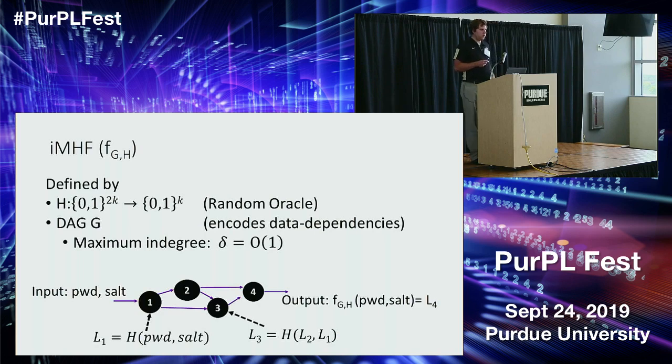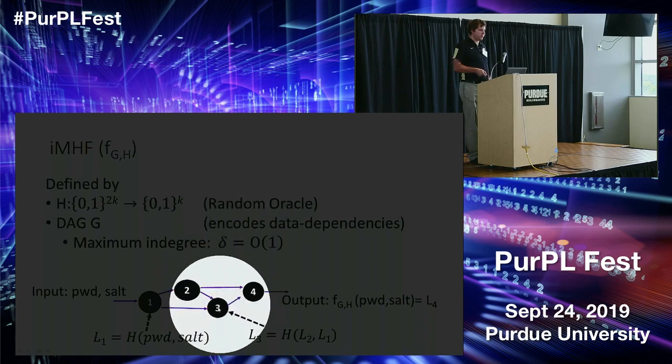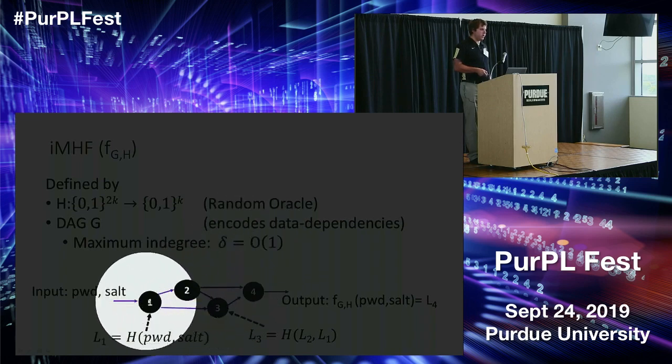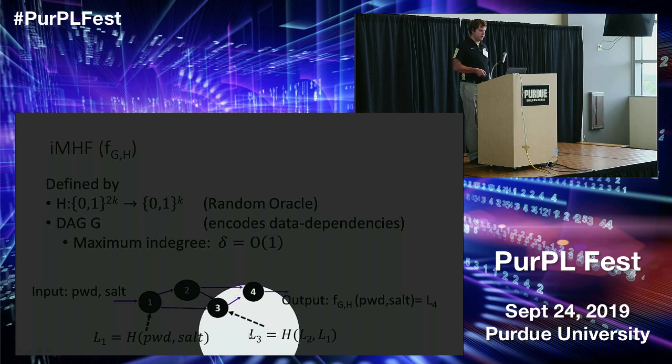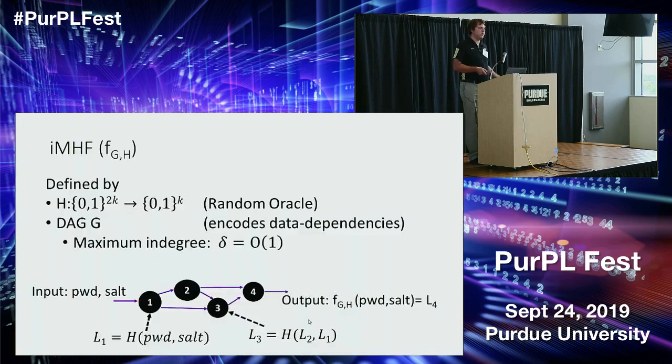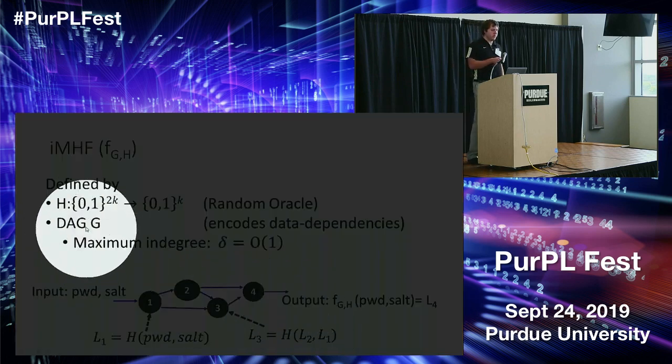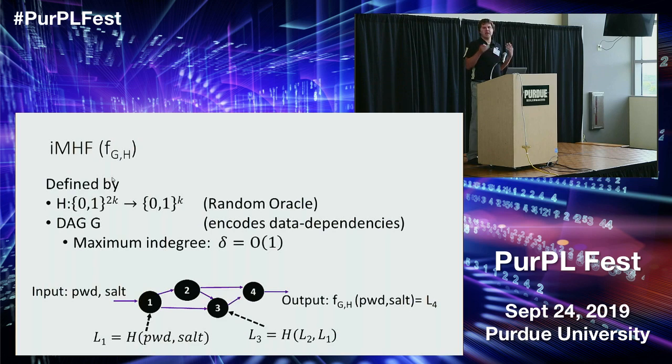So how does one define a data-independent memory hard function? Well, to define it, you need two things. I need to give you a graph, which is just a directed acyclic graph, which encodes the data dependencies. Here, this is telling me that label 3 depends on labels 2 and 1, so label 3 is the hash of label 2 and label 1. This DAG just encodes the data dependencies. And then I also have my compression function, which typically in crypto land we'll model as a random oracle to make our security proofs work out.